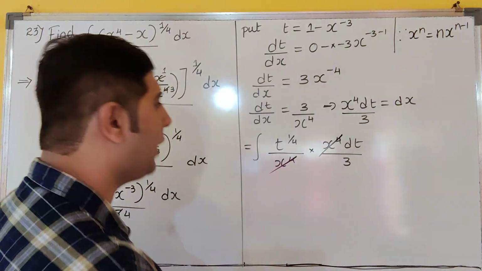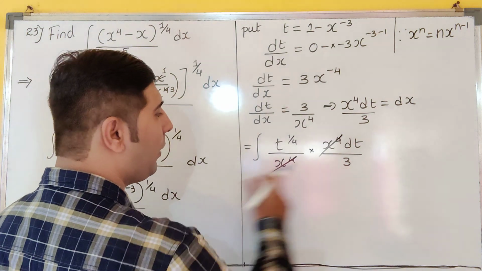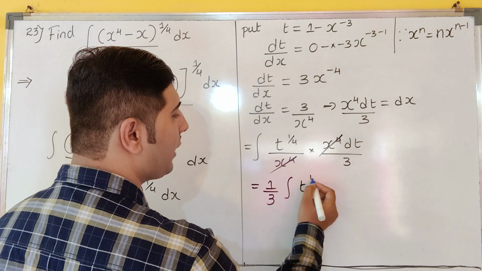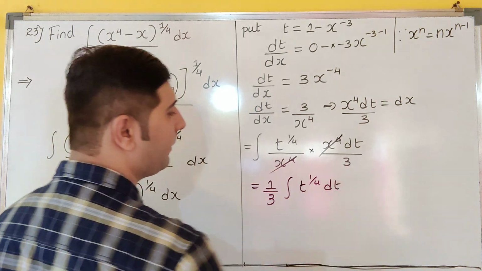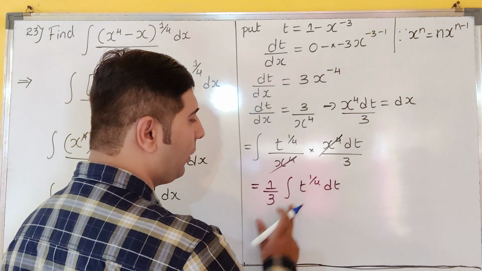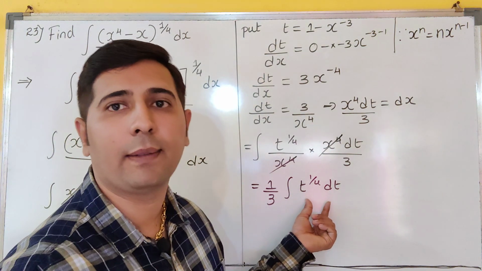Now see, this 1 by 3 you take it out. So t raised to 1 by 4 dt. Understood all of you? So now this is looking like how? Integration of x raised to n.